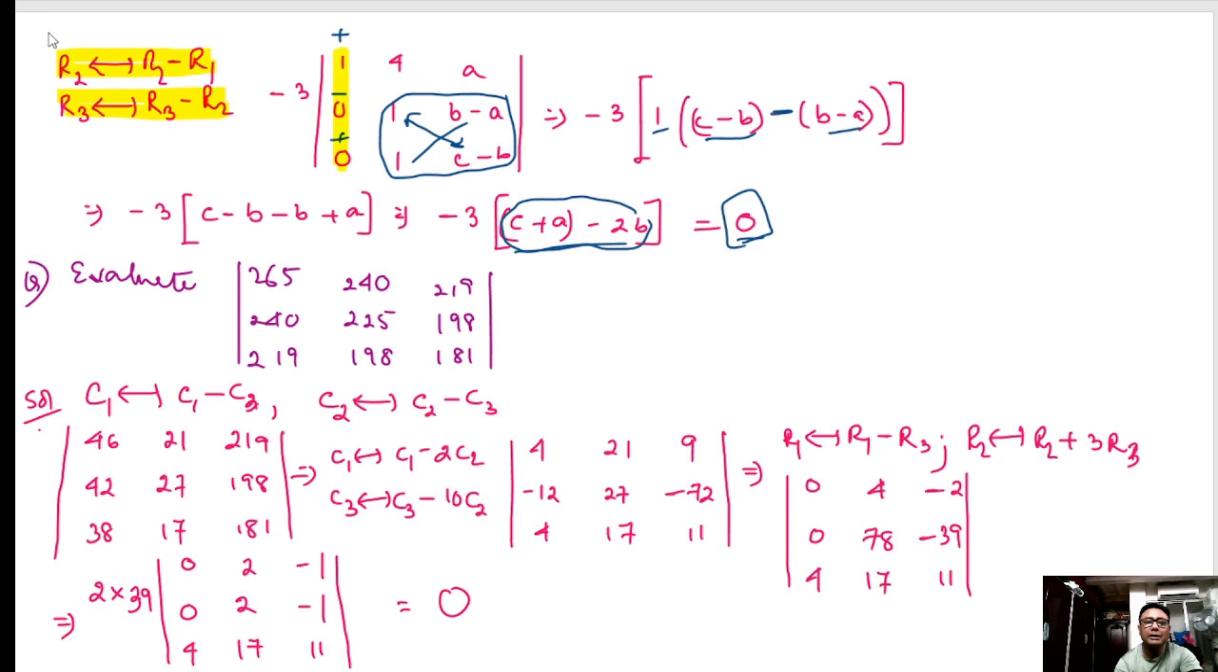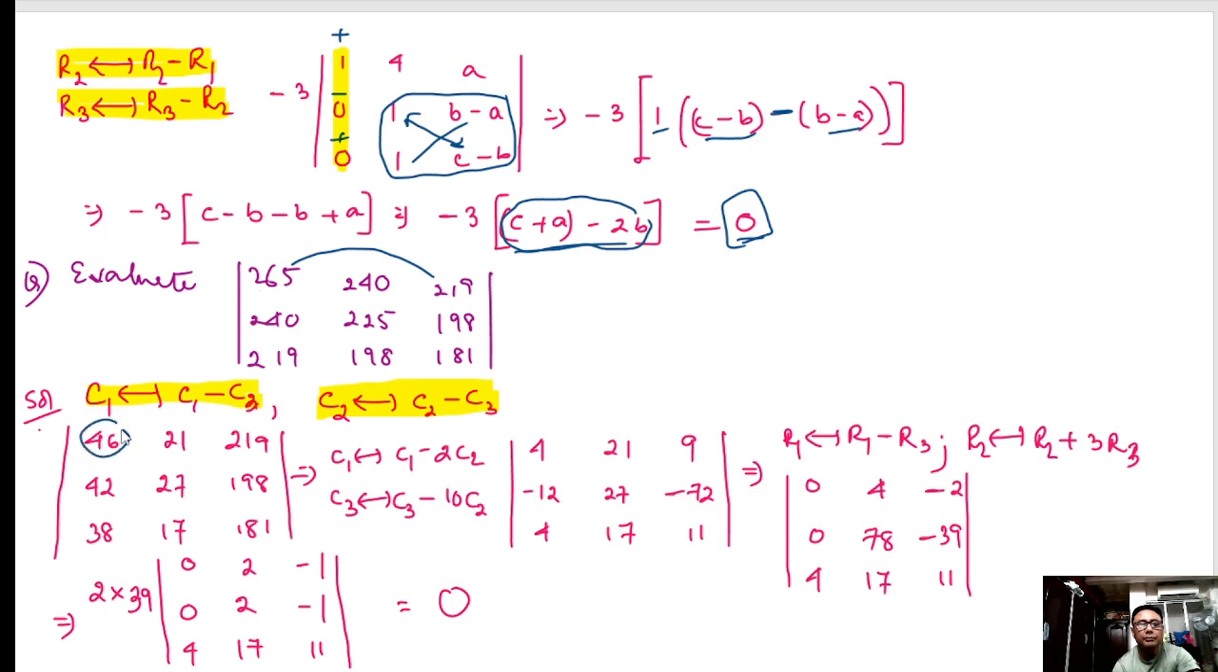Next is, in this sum, evaluate this. By looking at the determinant, you have to understand that this is a determinant in which we have to use the property. So let's see the property. We are applying C1 minus C3 and keeping it in C1, and C2 minus C3 and keeping it in C2. So what we are doing actually is C1 minus C3, and the answer we will keep in C1.